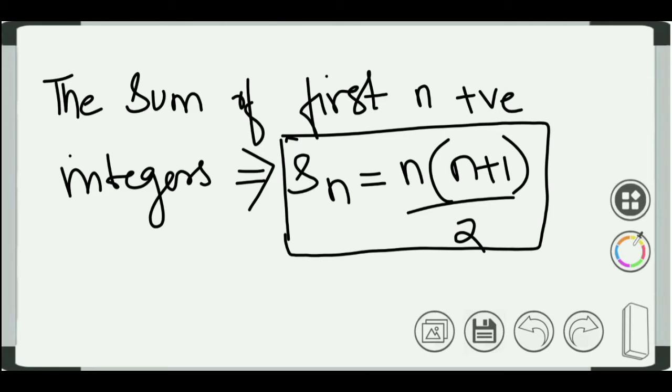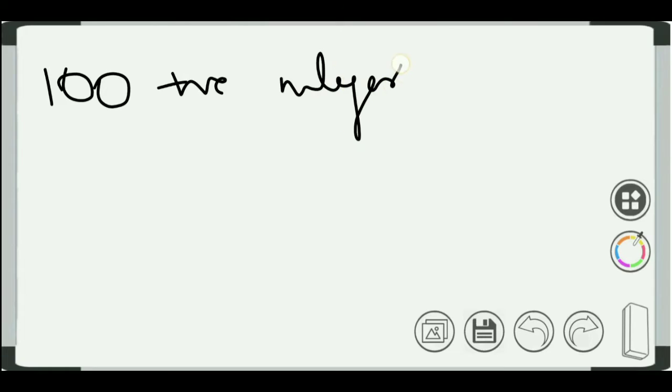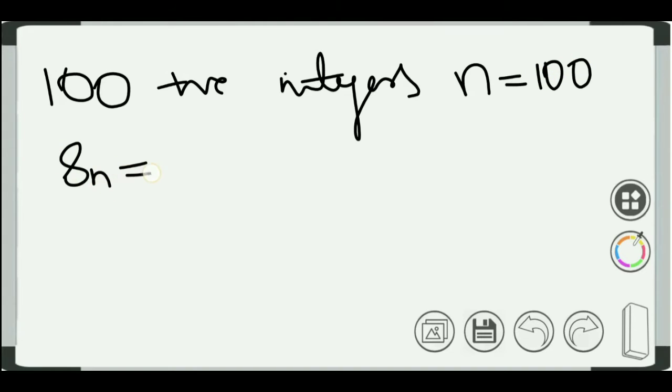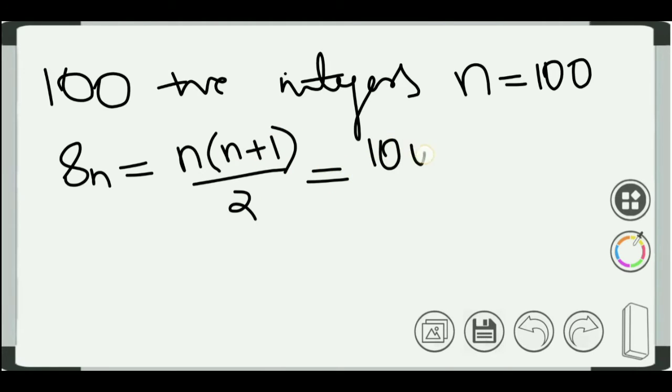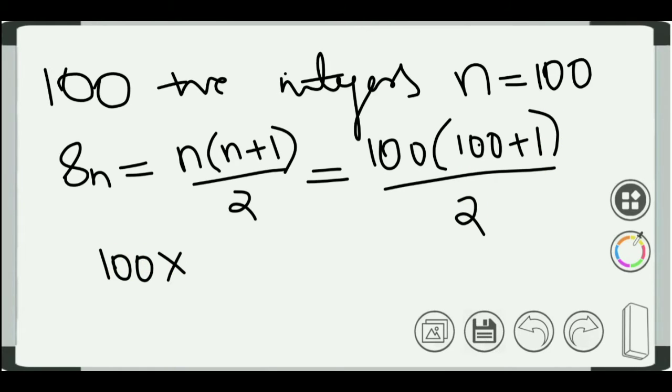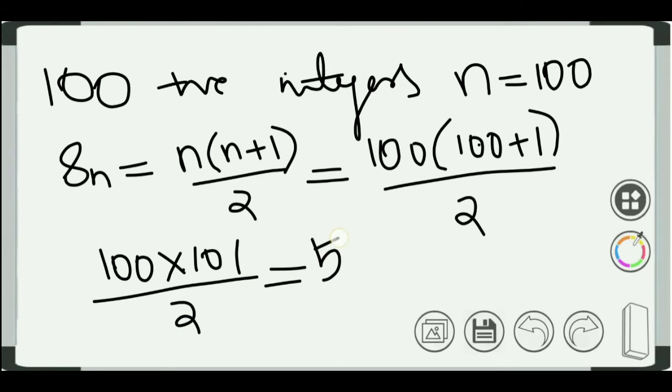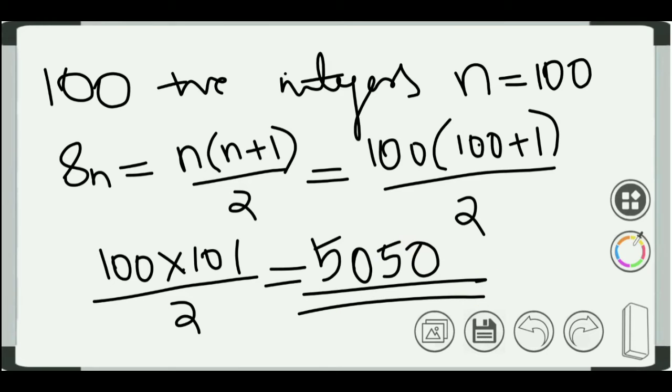Okay, so the same way with the use of this formula, you can find the sum of first 100 positive integers. See, if you want to find the sum of first 100 positive integers, you can substitute the value of n. See, what is n here? You need to find 100 integers, so n will be 100. You can use this formula Sn is equal to n into n plus 1 by 2. Substitute the value of n: 100 into 100 plus 1 by 2. That is 100 into 101 divided by 2, which is equal to 5050.